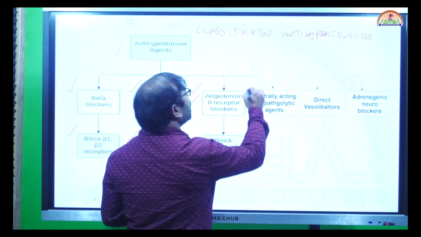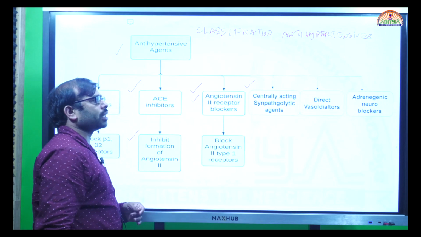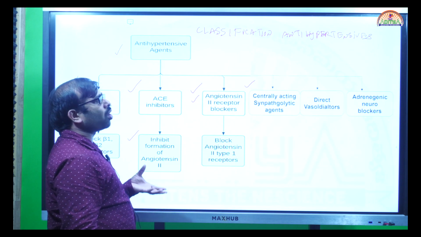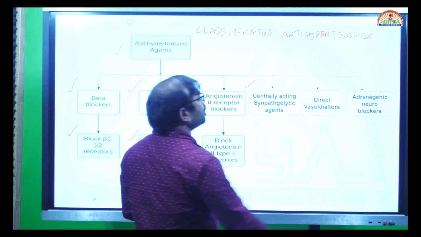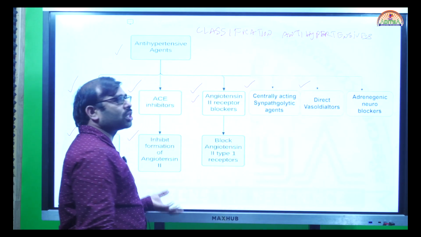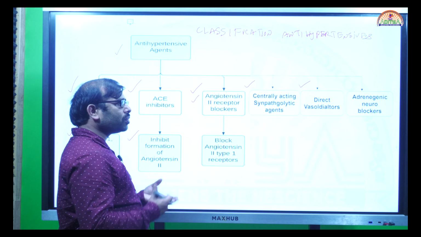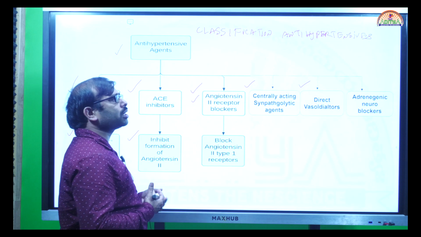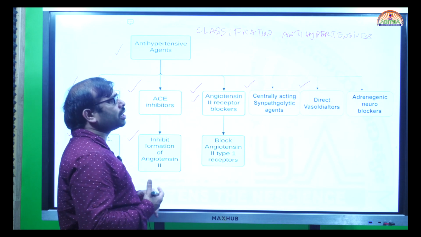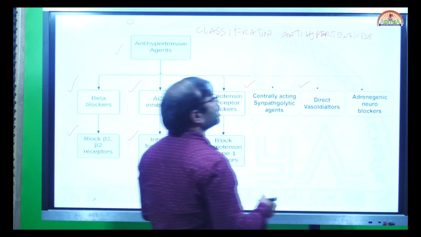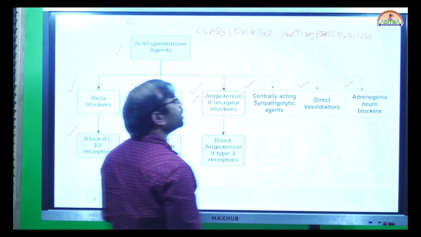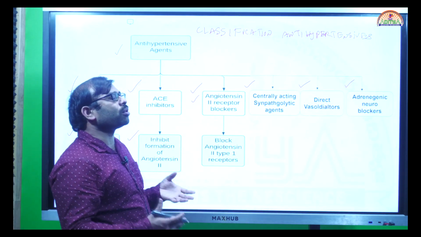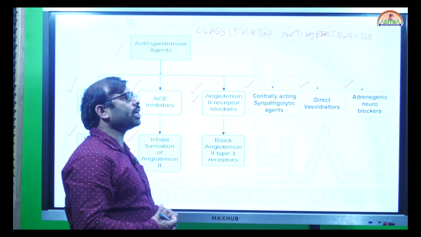Another class is the centrally acting sympatholytic agents, which also act as antihypertensives, and some molecules are given in this class. Another is the direct vasodilators. We have seen vasodilators: the NO free radical species, the active species, is generated. There are direct vasodilators that directly release nitric oxide, NO. Another class is the adrenergic neuroblockers; a few molecules are given in this class.